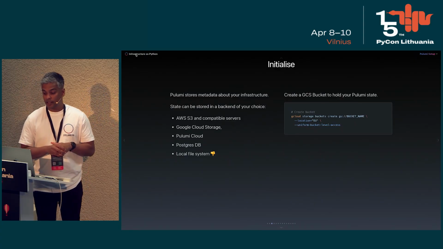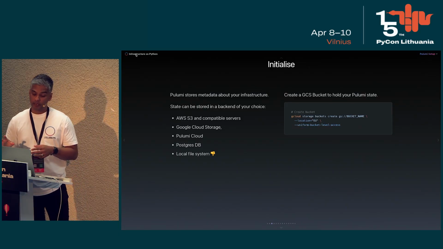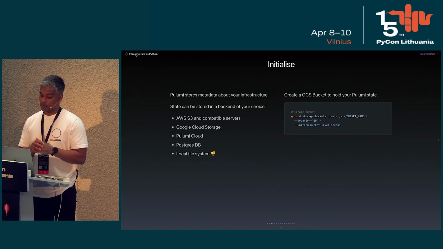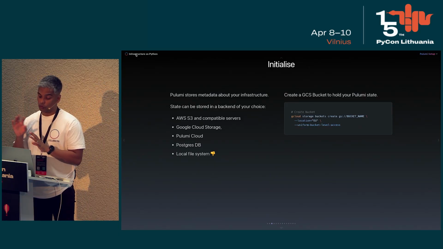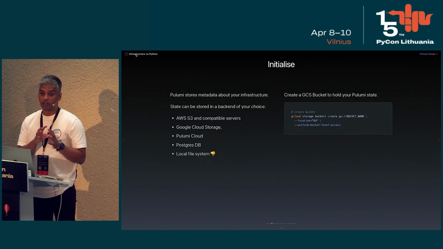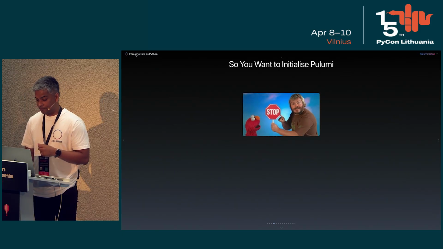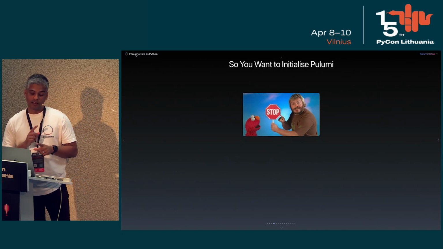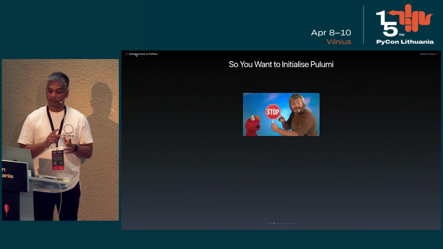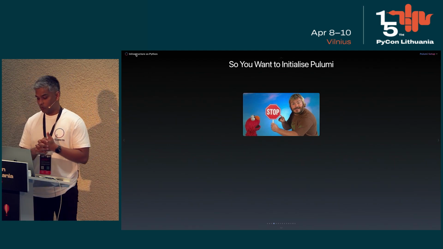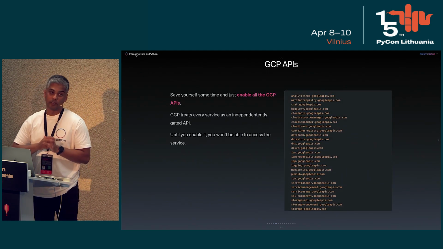So you'll need to create a GCS bucket outside of Pulumi, and that means this particular resource won't be managed by Pulumi, and you need that because you want this bucket to be protected from any accidental changes. Now you think you're able to initialize Pulumi, but there's one additional step for GCP.